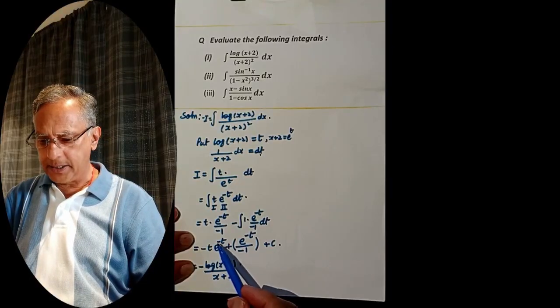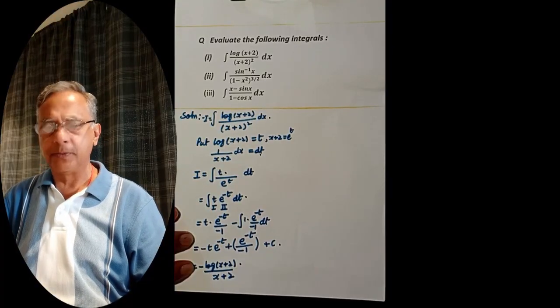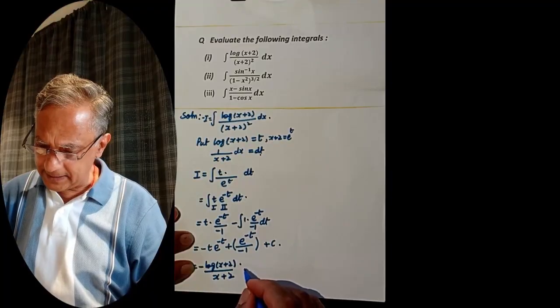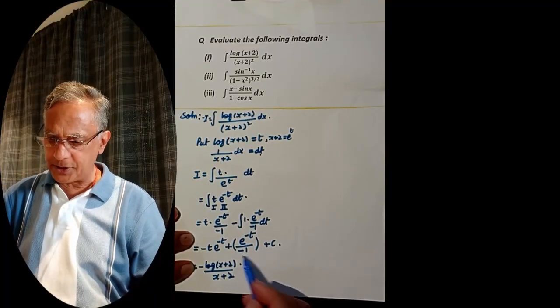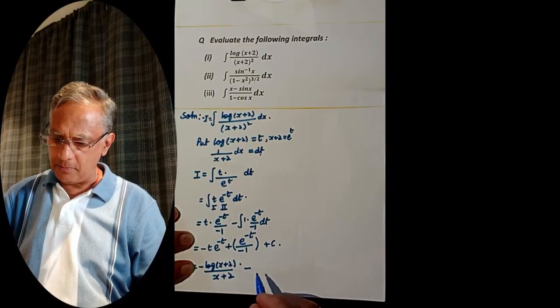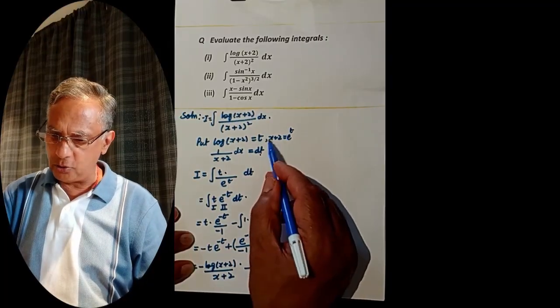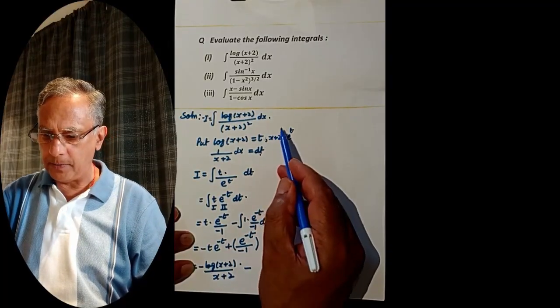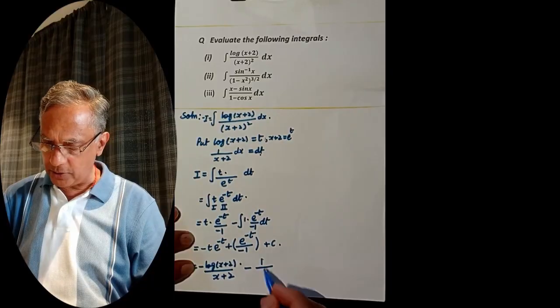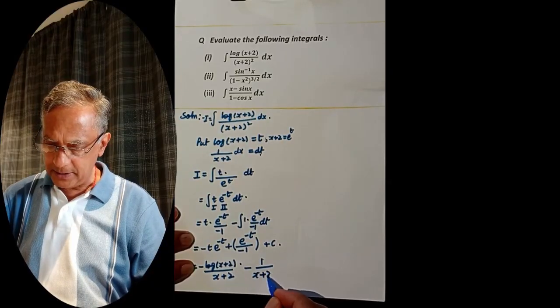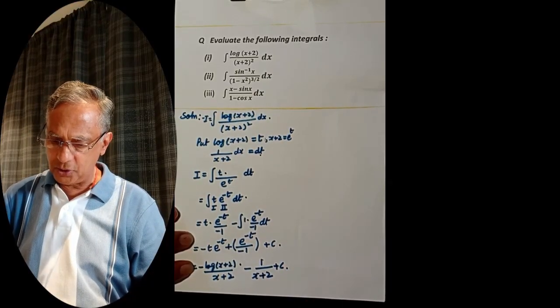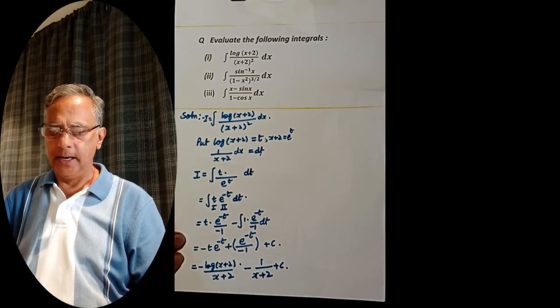So this will be 1 over x plus 2, plus this term. Now this is minus, so minus e to the power of minus t. E to the power of minus t will be this to the power of minus 1. So this will be 1 over x plus 2 plus c. So this is the answer.